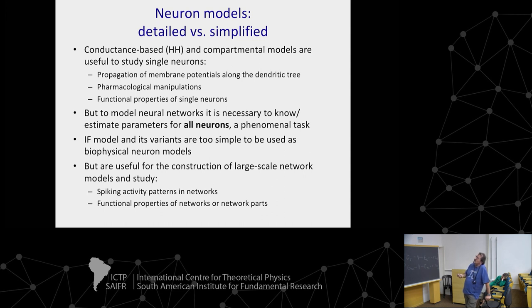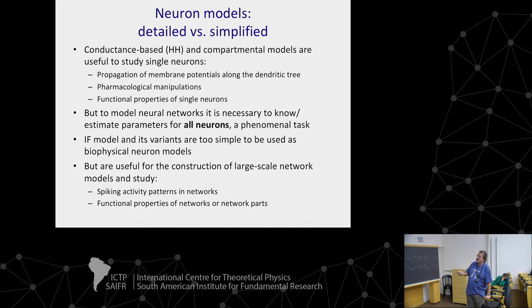So in general, detailed models are difficult to build because you need parameters for all neurons, which is a phenomenal task. But still they are used. One can do computational neuropharmacology, so you can test in your model. As long as you put all kinds of ionic channels in a given cell model and you construct a network model out of those cells, you can test the effect of changing parameters of a given channel on the behavior of the network. So you can do principled analysis of pharmacological manipulations on the behavior of the network. And you can also study the role of functional properties of single cells on the behavior of the network.